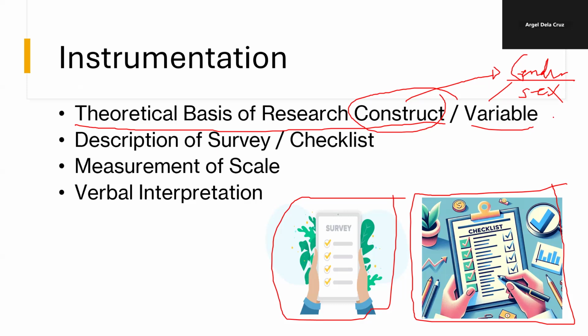So that's it. And then your measurement scale, you are going to use either ordinal, nominal, or Likert. So you have to indicate this. And your interpretation of that. Let's say the interpretation of your instrumentation, let's say response from 5 to 4.33 is very satisfactory, etc., etc., etc. So ganun siya. Okay? Next.